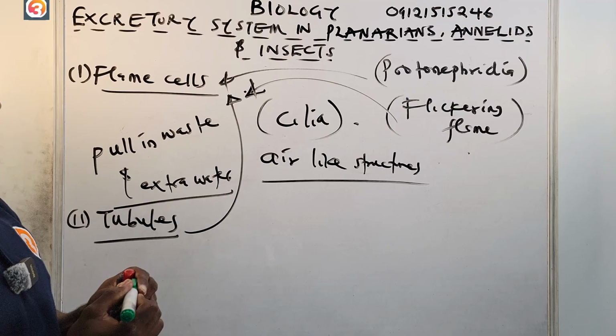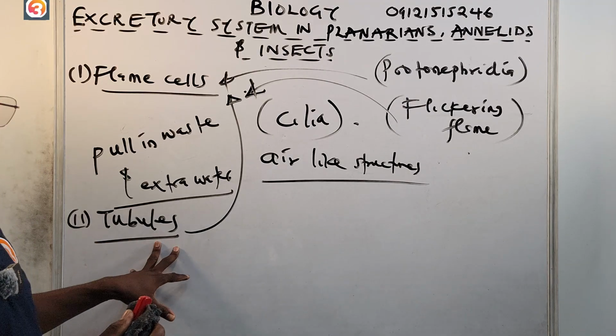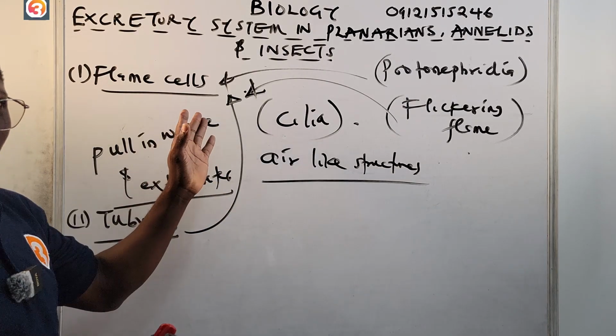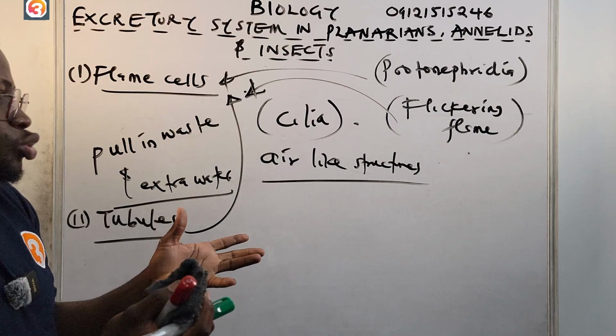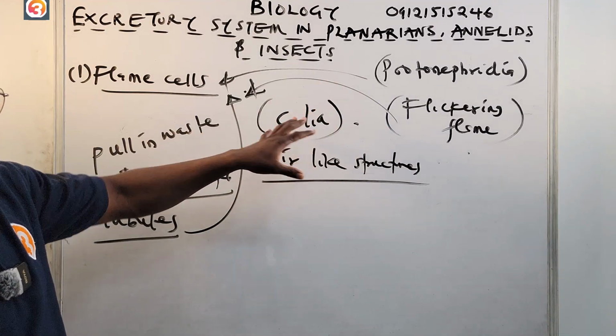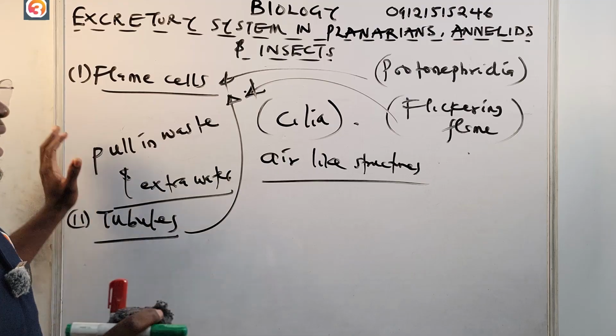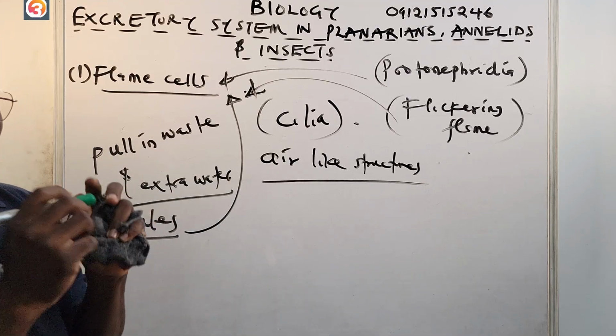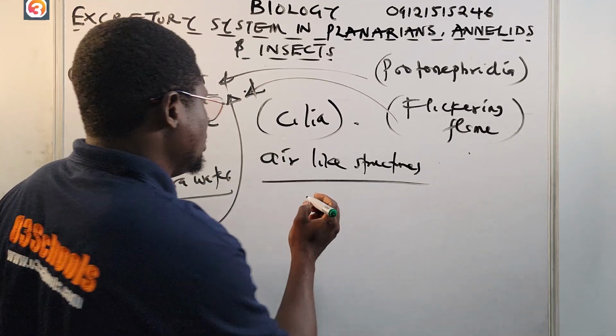Cells. Please take note of that. So these tubules are connected to the flame cells, and they are tiny tubes through which the waste moves from the flame cells. And then lastly, we have the excretory pores.